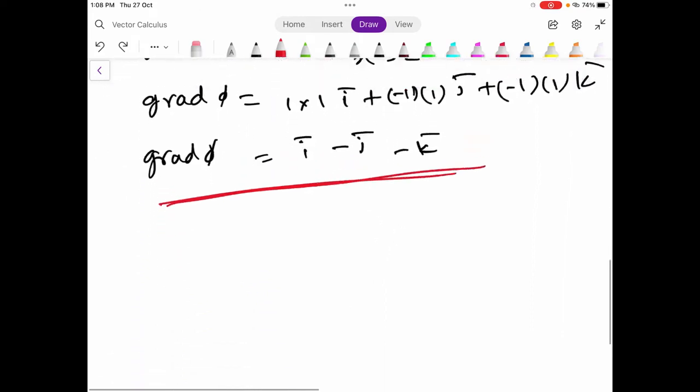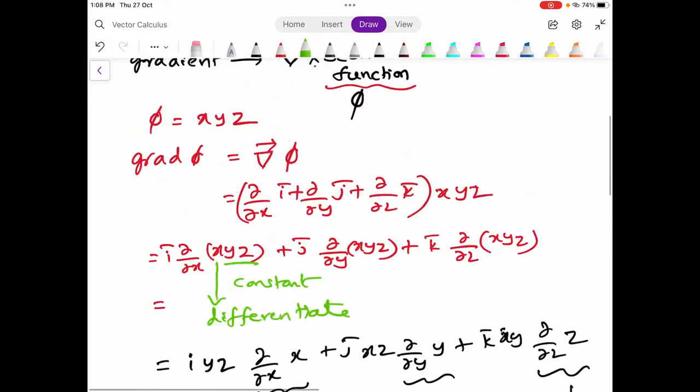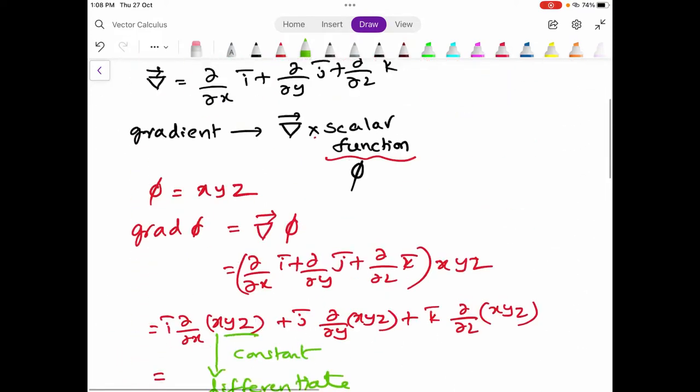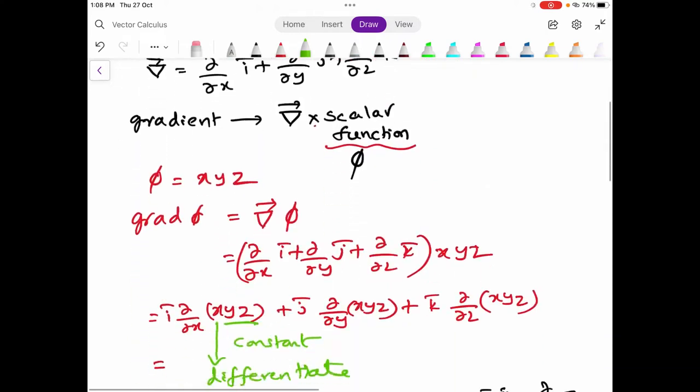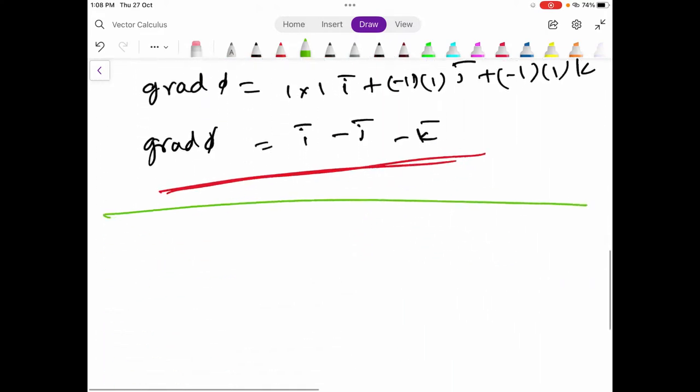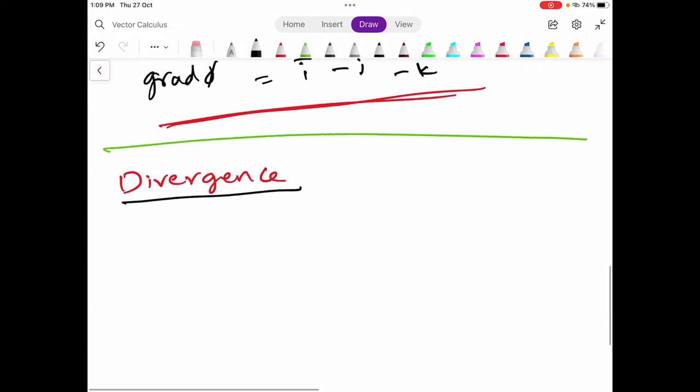Now let us look into another one, divergence. So in divergence, the same del will be there, but instead of a scalar we will multiply with a vector.